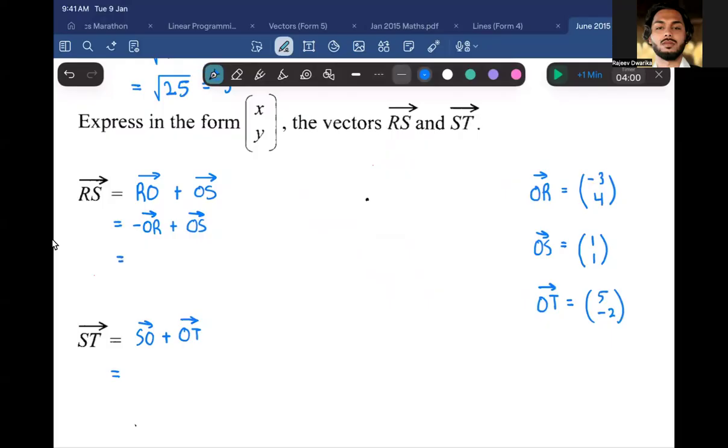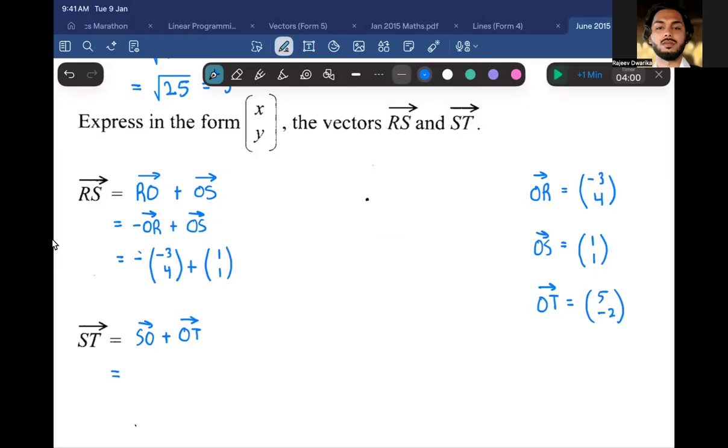So we're going to put the negative sign here. Remind me, what is vector OR? The vector OR is 3, 4. Minus 3, 4. Don't forget the sign. Minus 3, 4. And we're adding that to OS. What is OS? 1, 1.